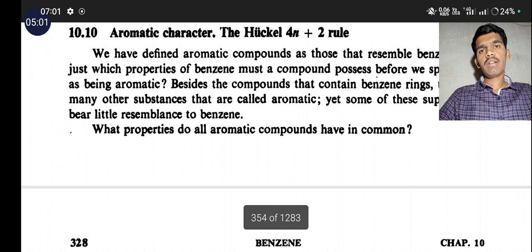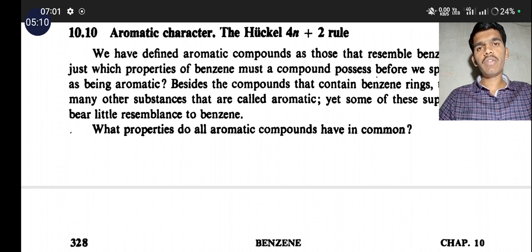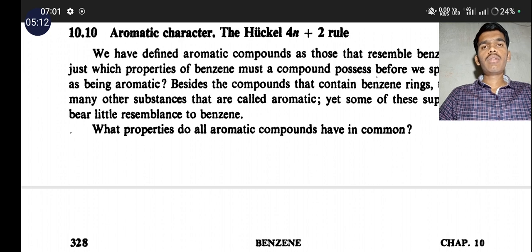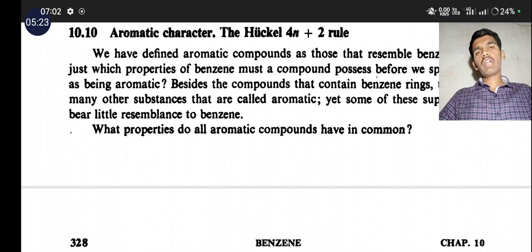In this session, the last point I am going to teach you is the aromatic character, the Huckel rule of aromaticity, 4n plus 2. In this rule we have to consider one ring as one nucleus, and this nucleus is denoted by n in this formula, and this is Huckel's formula for aromaticity.